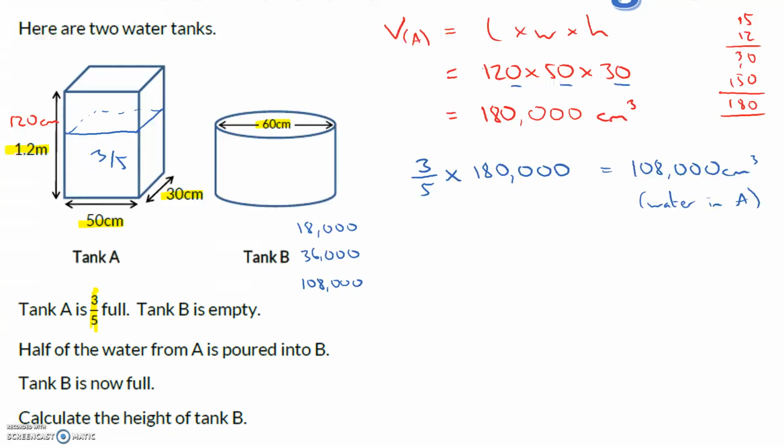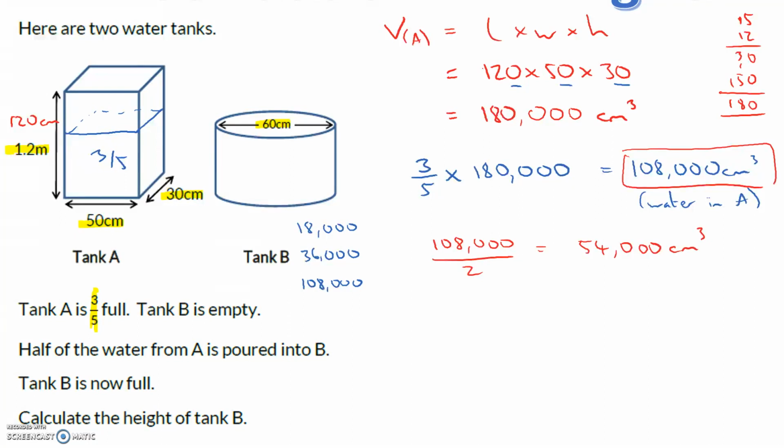Okay, right. Half of the water from A. Right, so this is the water in A. We only pour in half of the water from A. So we need 108,000 divided by 2. Okay, that's going to give me 54,000. So 54,000 cubic centimetres is poured into tank B.